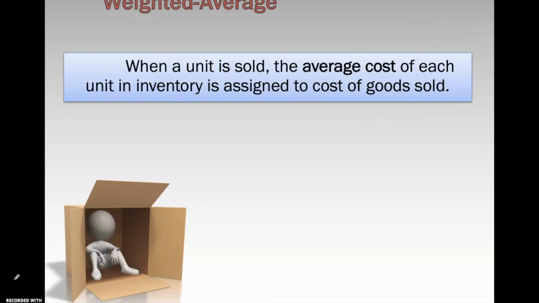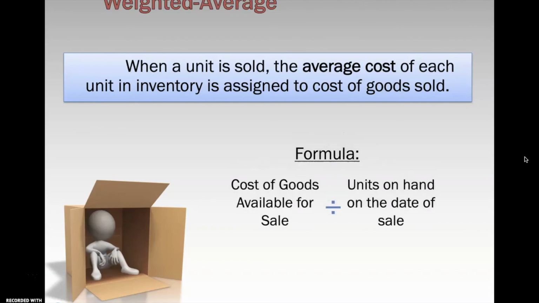Okay. So next we'll be going over the weighted average method. The weighted average method works a little differently. When a unit's sold, we're going to do the average cost of everything we bought so far and just assign that average cost to those items we're selling. So the formula is we take the cost of goods available for sale divided by the units on hand. Basically, it's the total cost divided by the total number of units we have.